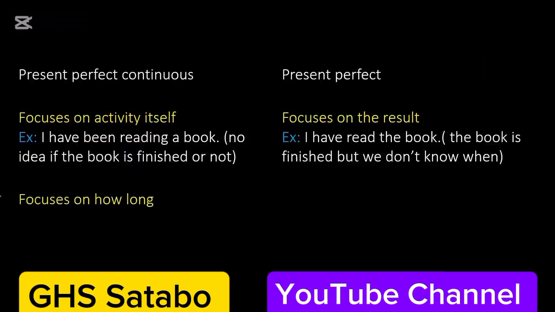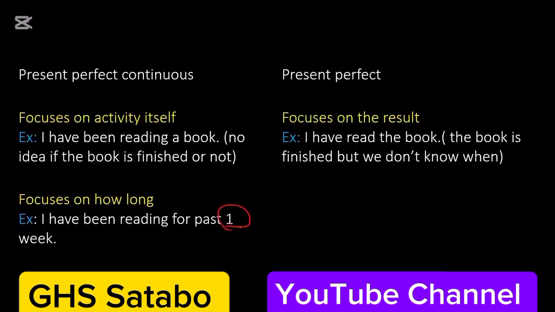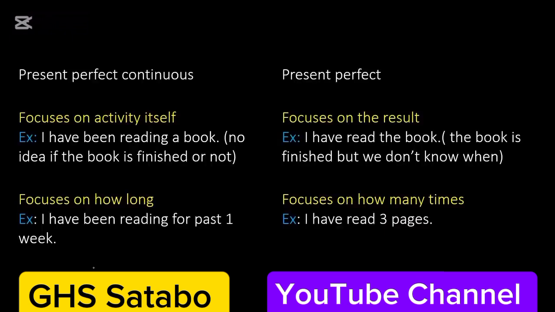Present perfect continuous focuses on how long. I have been reading for the past 1 week. If you remove this, I have been reading, then also it was an identification of present perfect continuous. But to make it more sure, I'll write for the past 1 week to show how long this activity was going on. On the other hand, present perfect focuses on how many times. I have read 3 pages. So I'm not talking about the duration. All I'm talking about is the frequency of that activity happening or having happened in the past.